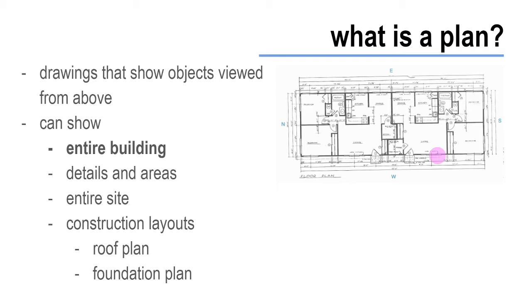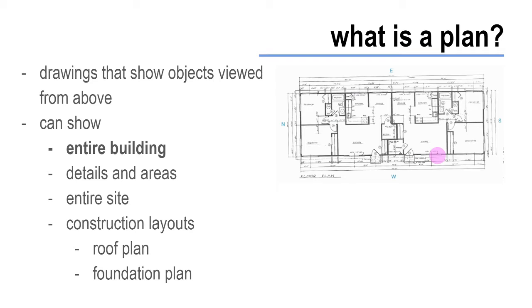You can also have what's called a site plan, which would just show the entire site. It shows all the property lines and where the building itself is located on the property, as well as any landscaping features. We'll spend a day reviewing site plans.